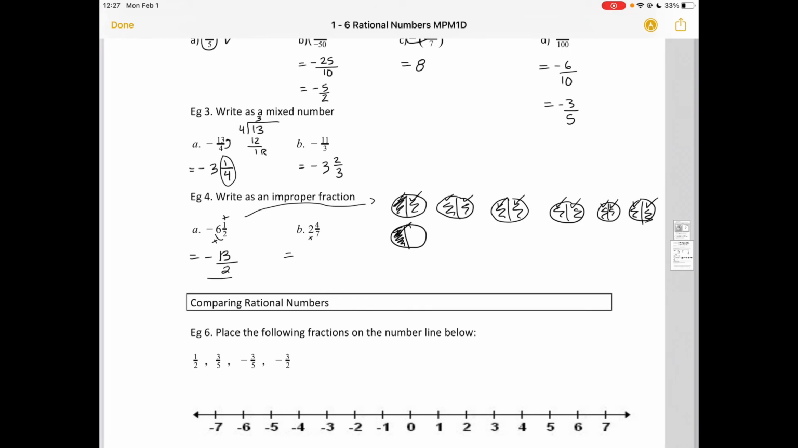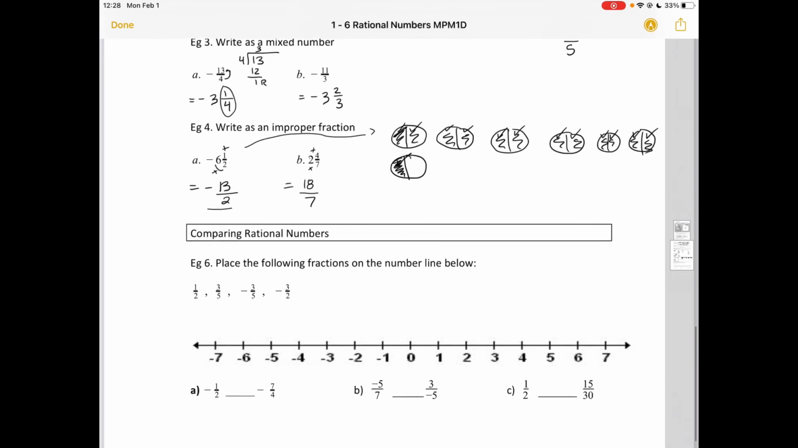Whole number times the bottom, 2 times 7 is 14, plus 4 is 18 over 7. The final thing that you should be able to do is to compare rational numbers. So let's place some examples on the number line below.